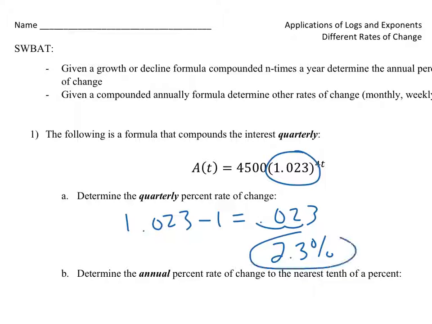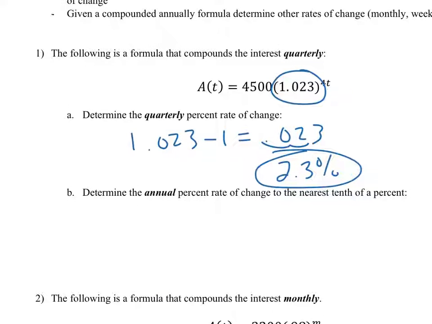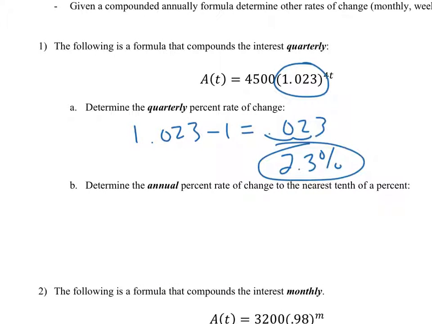So this is going to change. If I keep adding the interest on over the course of the year, I'm going to be adding it on 4 times instead of the annual 1 time. So to figure this out, all you really have to do is take that 4 and bring it inside. Because whenever we have an annual percent rate of change, we have just a t out here, and that's the annual percent rate of change.